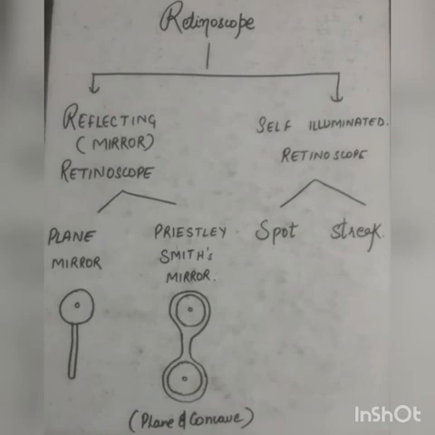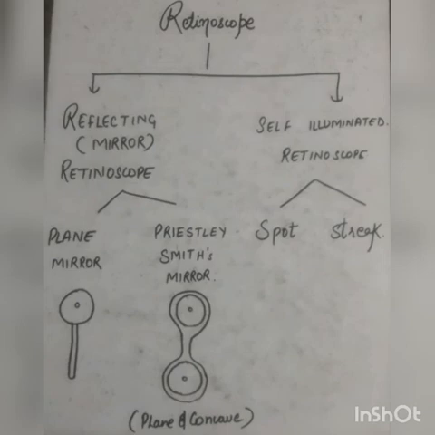If we are doing retinoscopy with this type of retinoscope, a source of light is required when using a mirror retinoscope, which is kept above and behind the head of the patient. Number 2 is the self-illuminated retinoscope. It is also of two types, spot retinoscope and streak retinoscope, and these are more popular nowadays.